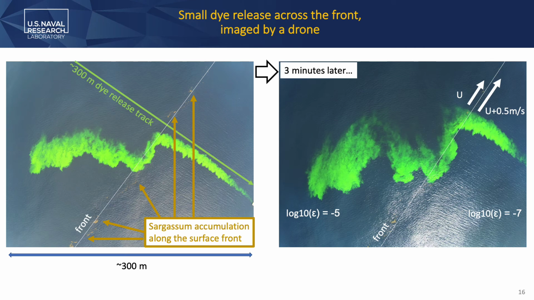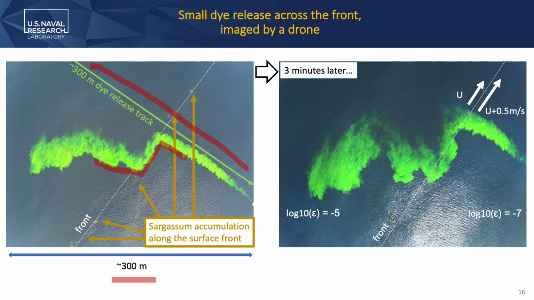On much smaller scales we were able to observe our dye plumes released across the front by means of drones that were launched and recovered from the boat. Here we're looking at an image that is just 300 meters wide, and the boat releasing the dye went along this line here. Now right away you can see this very strong kink in the dye plume, which indicates a strong and abrupt change in the surface current, and that happens right at the front line, which has lots of sargassum, you can see in the image.